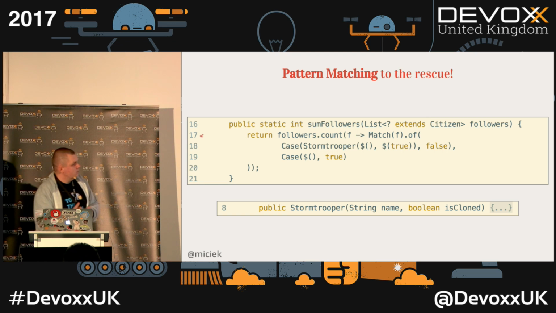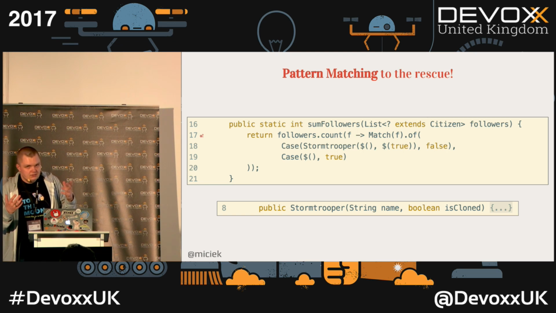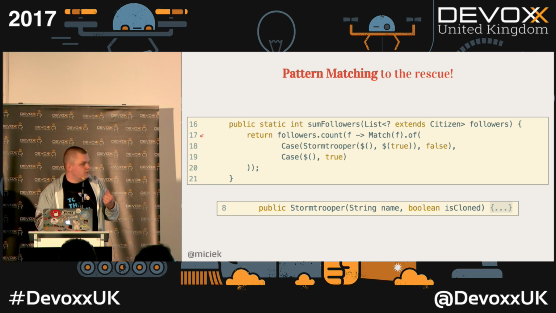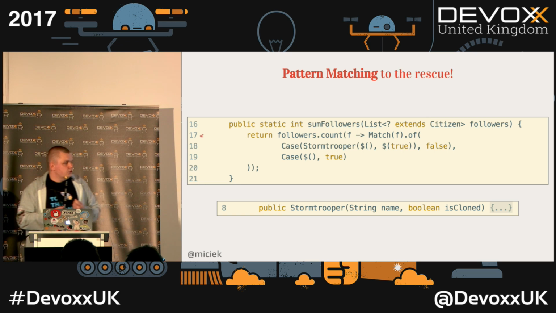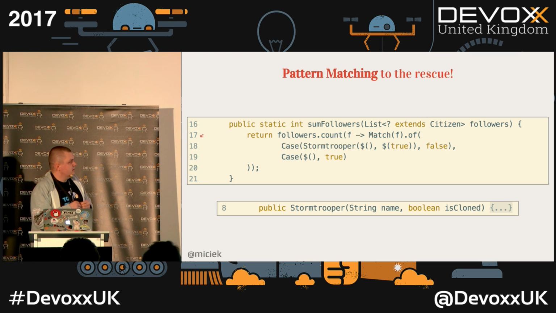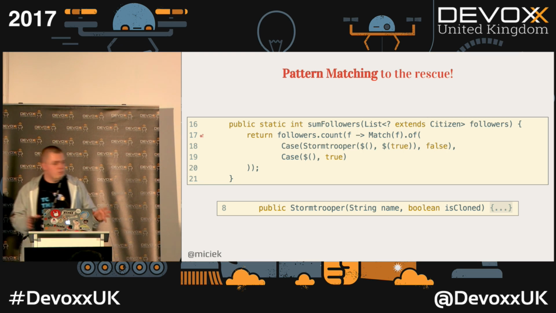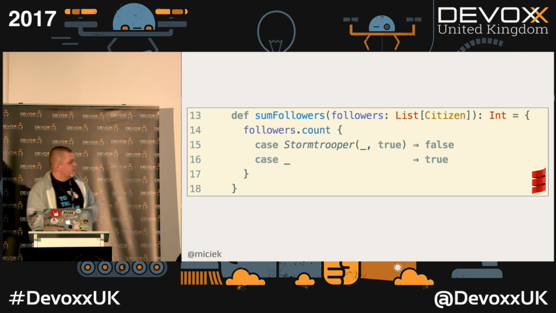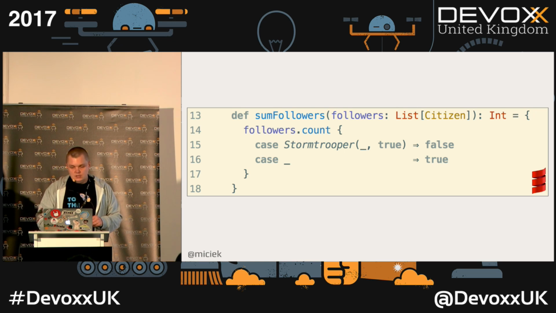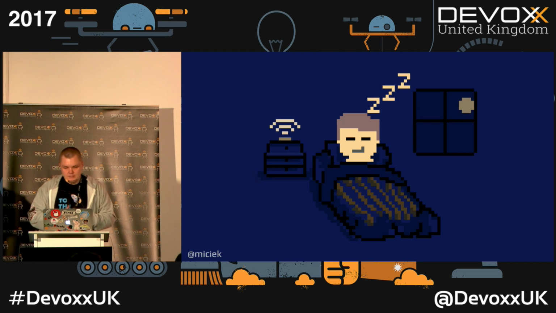So we pattern match on f, which is just one of the elements in the list, one of the citizens, and whenever it's a Stormtrooper, we just extract the name value, and we also extract the true. So whenever it matches the true, we return false. And for any other case in line 19, we just return true. So that's the whole implementation of the thing I just described. Almost exactly the same thing can be done in Scala, of course, but a little less verbose, as you may expect.